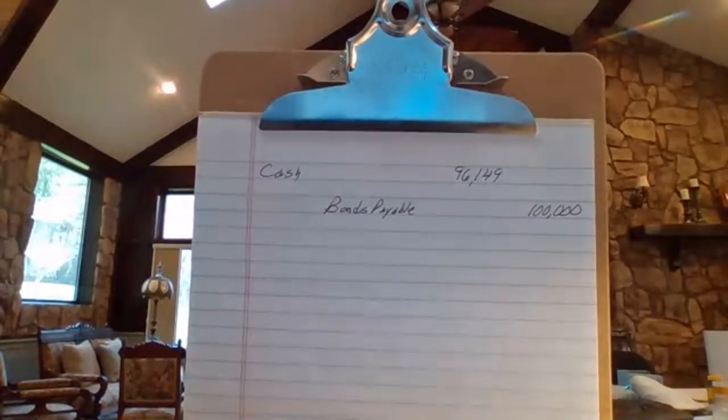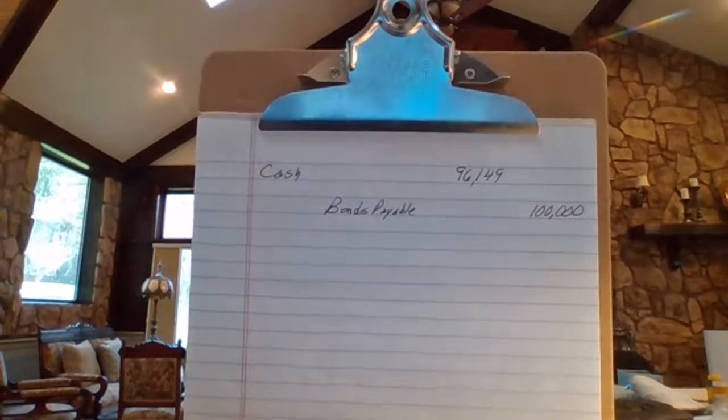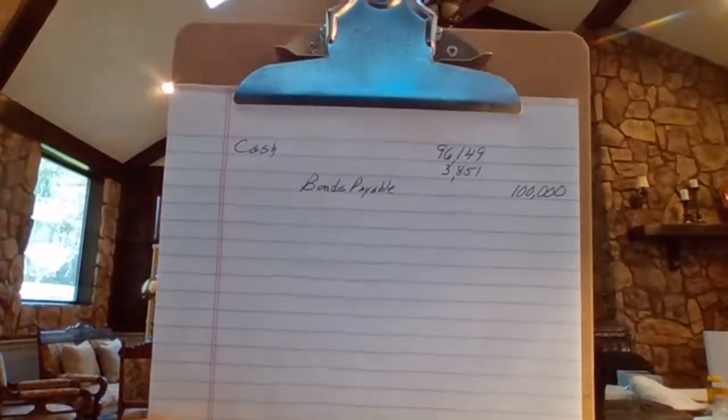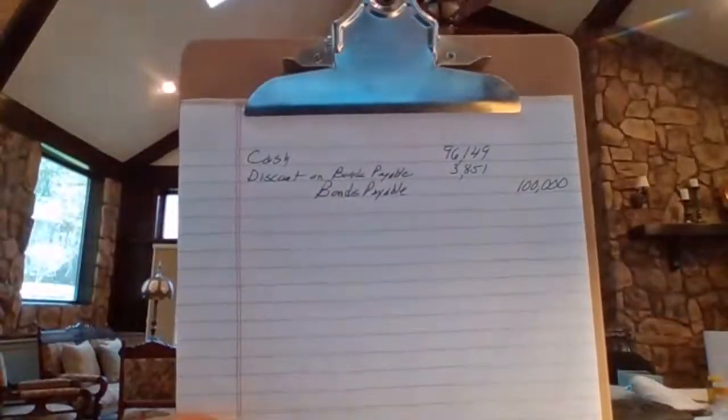Now, they sold at a discount, so we only got $96,149. I've said it many times. Debits and credits have to be equal when we write a journal entry, each and every time. So we need $3,851 in the debit column to make that entry balance, and that will go to an account called Discount on Bonds Payable. Okay, that's what it looks like.